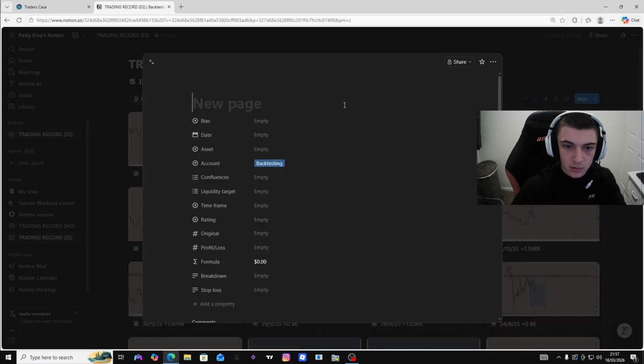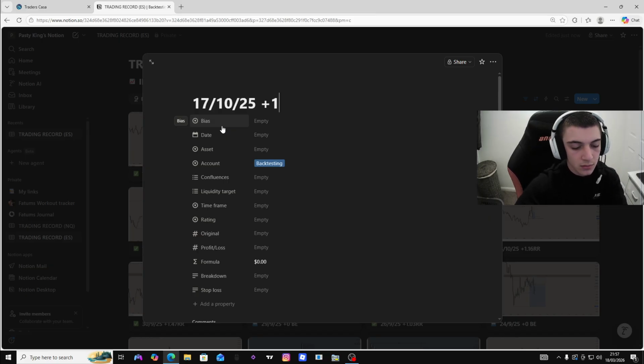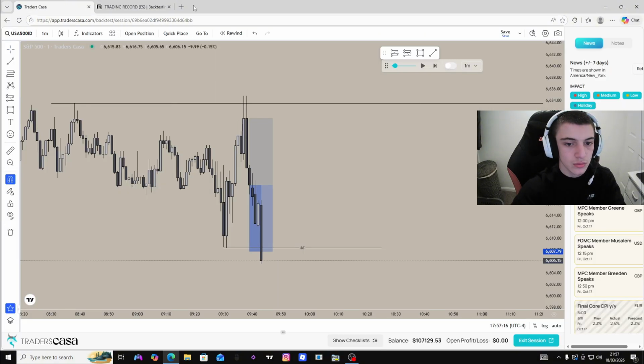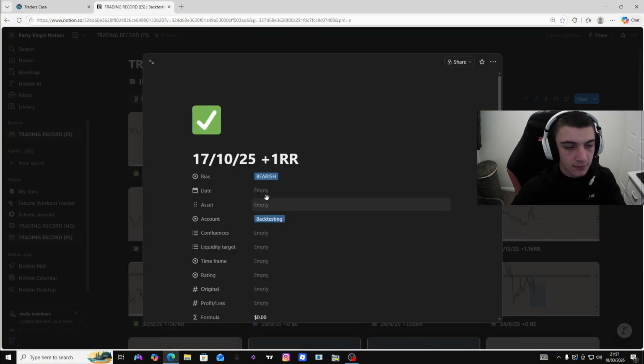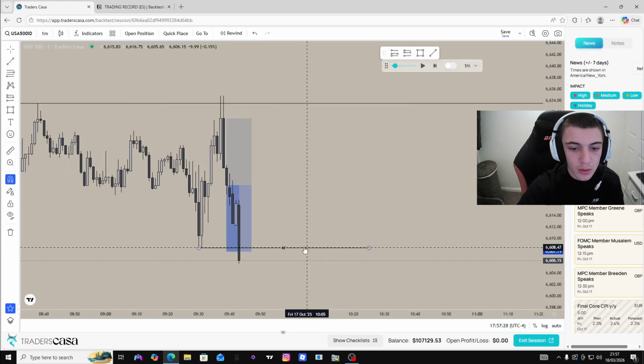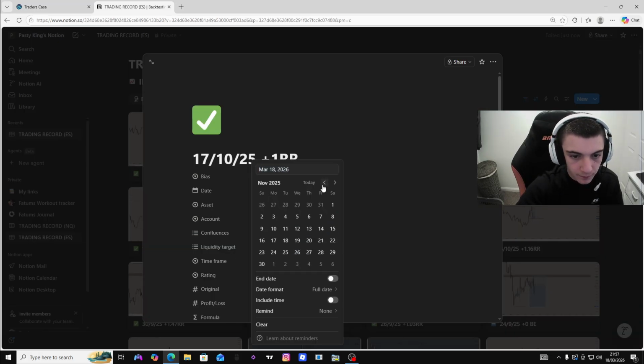Okay, download. 17th October, 1RR. ICT bias, well, it's pretty neutral again. Well, no, it wasn't neutral, it was more bullish, but I took a Mech model just down to low resistance, like swing low sort of thing. 1RR. Date the 17th.